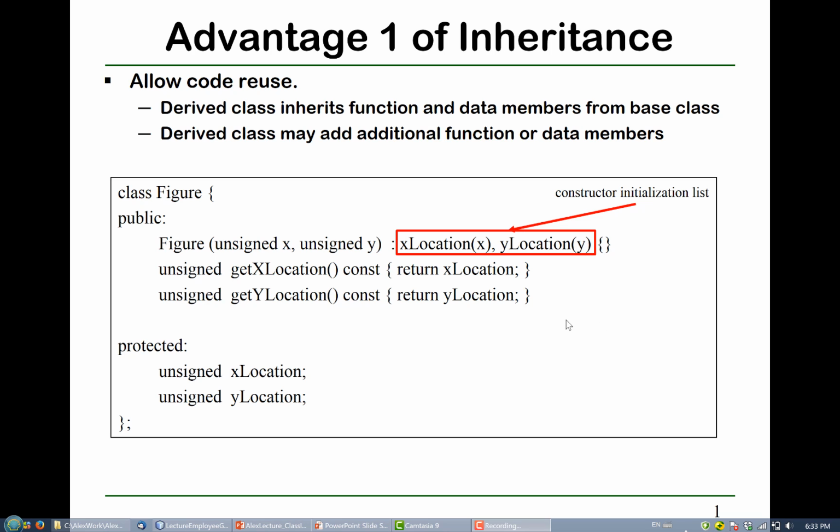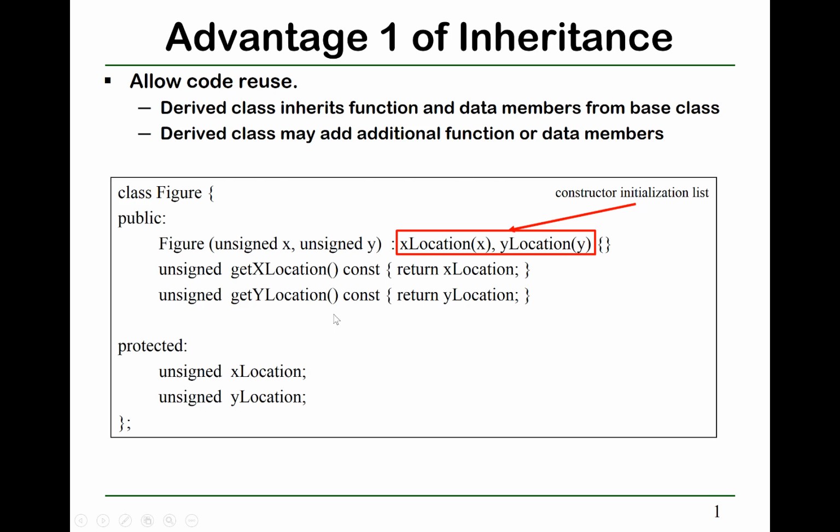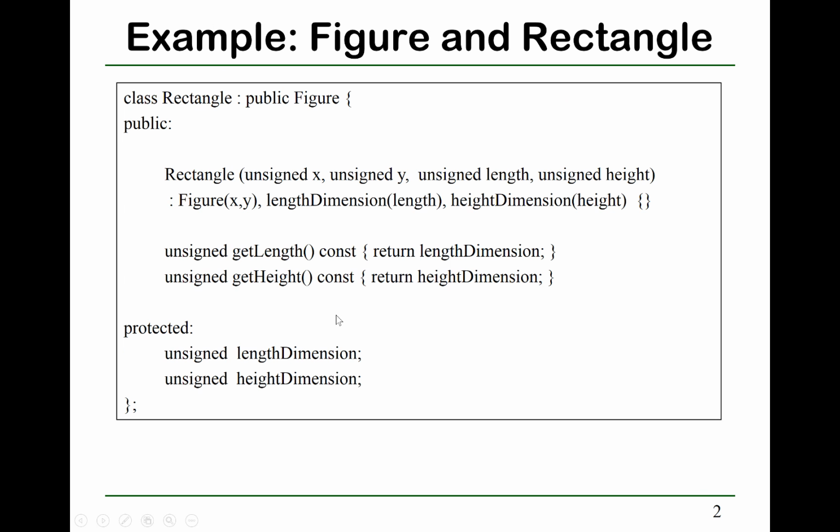For example, this figure class defines the location of a graphical object and two get functions to get the x and y coordinates of this location. This rectangle class inherits from the figure class and adds two more pieces of data, the length and height, which are needed for the rectangle class, and two additional get functions to get the length and height. If you define another class that derives from figure, say circle, then you will not need this length and height. Instead, you will need to define the data and members that are needed for the circle class, say radius.